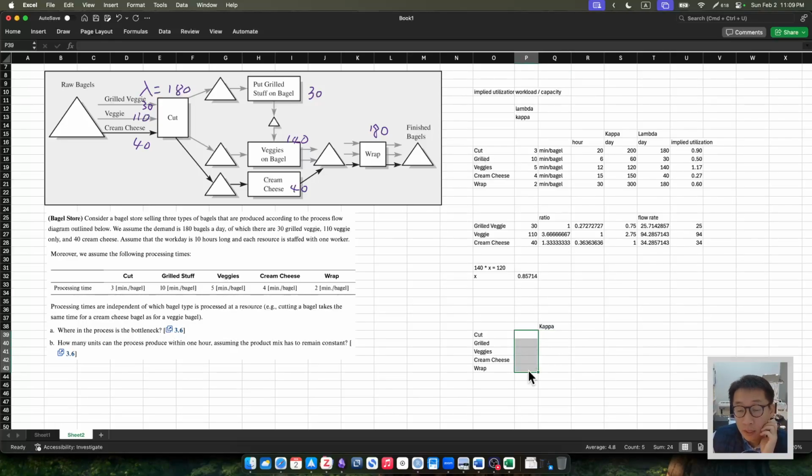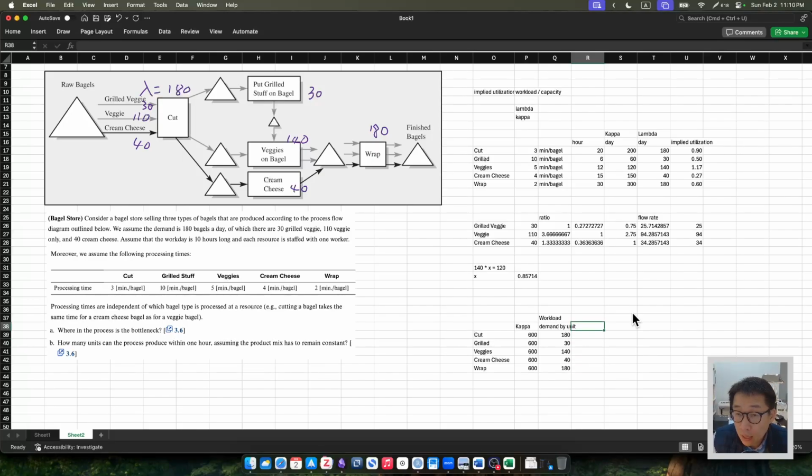So if you're taking the minute of work as the flow unit, in this case you have 600 minutes, because each hour you have 60 minutes, and then we have 10 hours here, right? All of them will have an equal amount of minutes. And then it's our workload analysis. For cutting, because we calculated here, you have 180 demand by unit. And for the grilled part you have 30, and here you have 140, or 40, and here is 180.